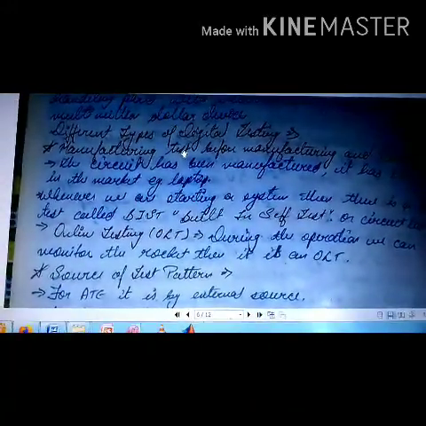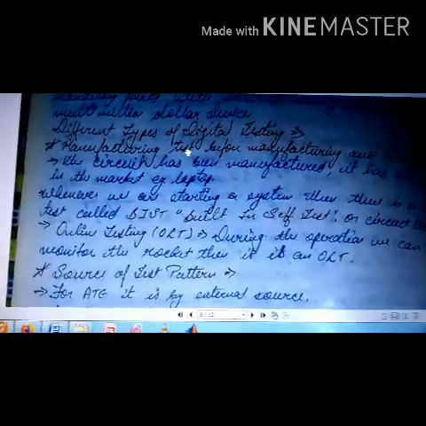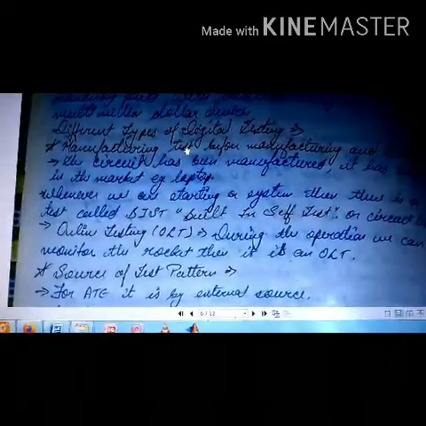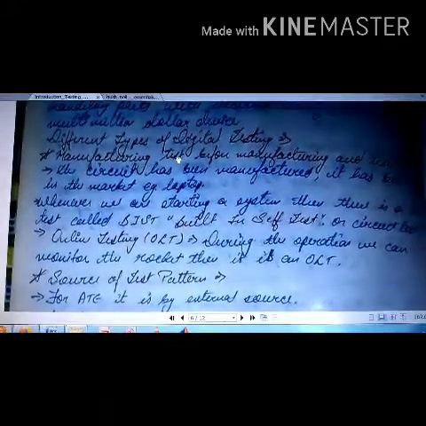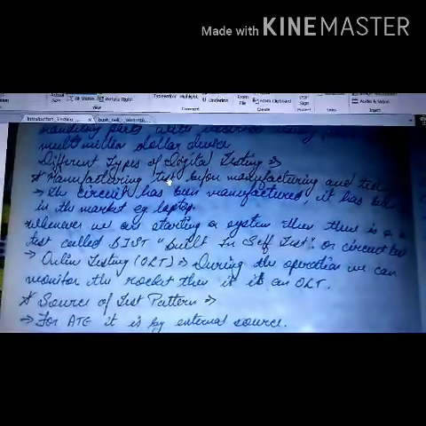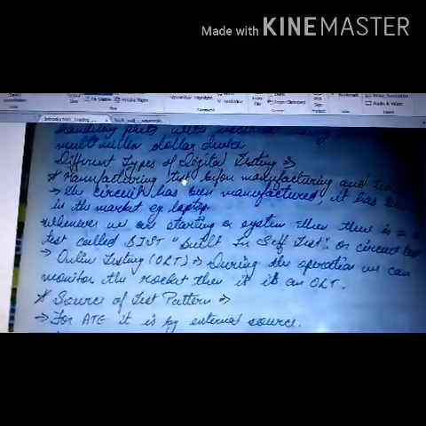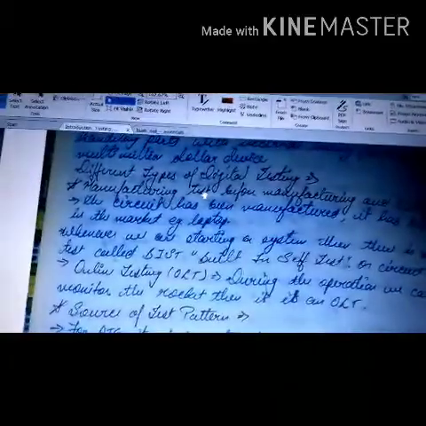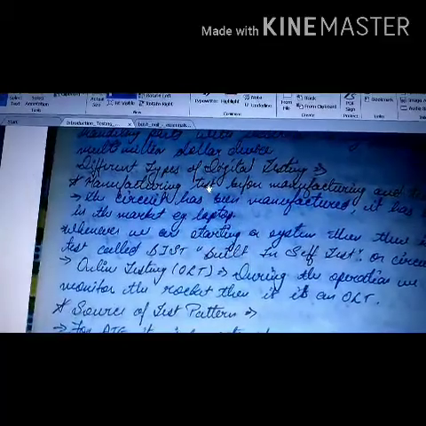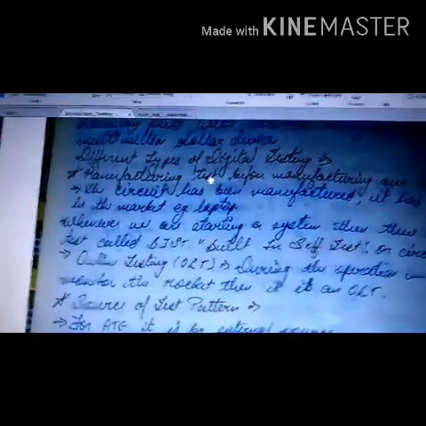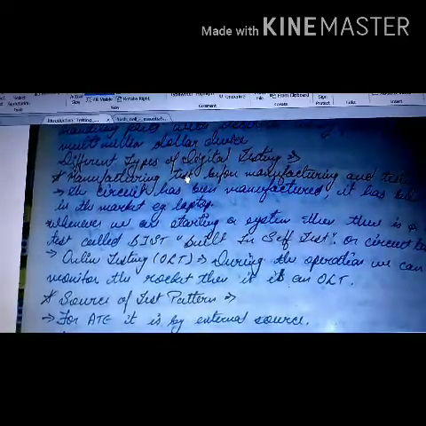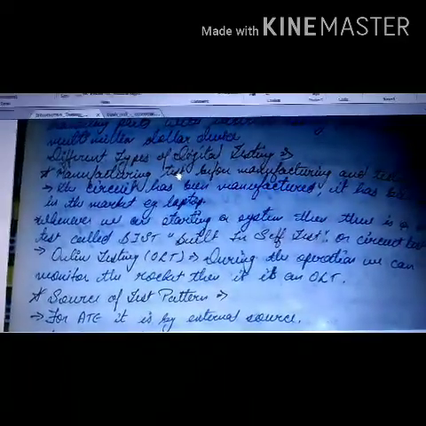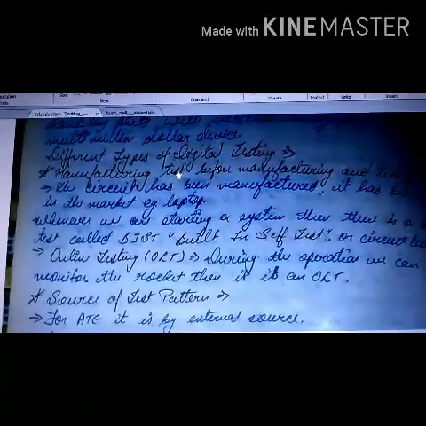Then there is online testing, OLT. During the operation we can monitor the rocket, then it is OLT. Like if there is a rocket launch happening, and during the launching process we want to check that the rocket is going to enter the next phase, whether all the equipment for the next phase is working or not. That type of testing which is done from a remote location comes under the category of online testing, OLT.